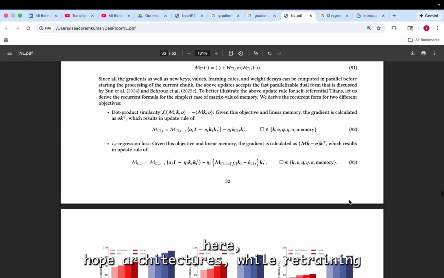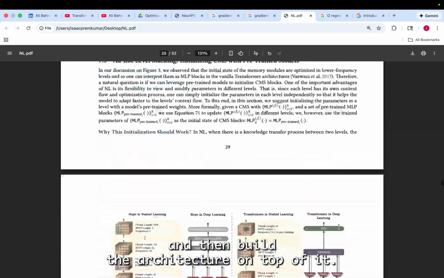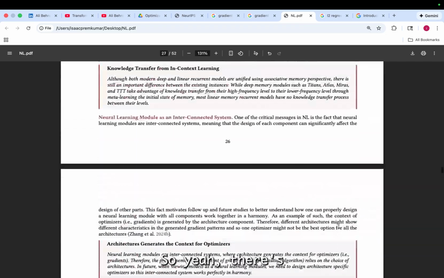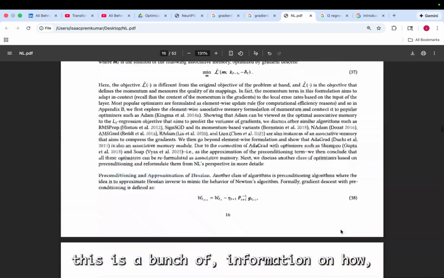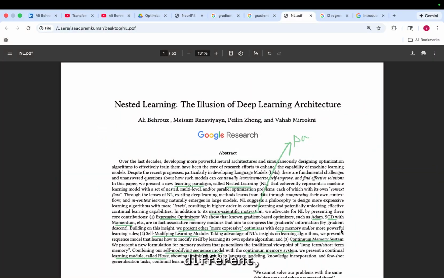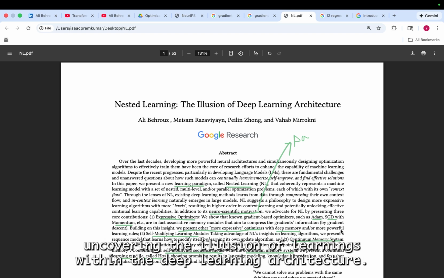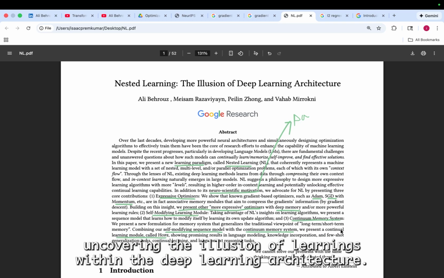For the Hope architectures, while retraining those models, they basically use the base models and then build the architecture on top of them. So this is a bunch of information on how different modules within the deep learning architecture can be interrelated, basically uncovering the illusion of learning within the deep learning architecture.